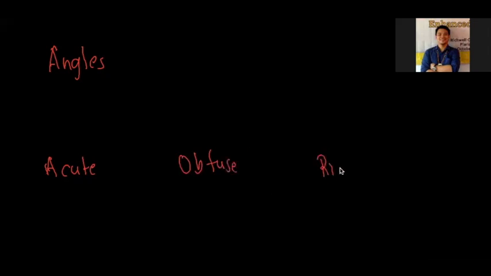We now proceed to the second classification of triangles, according to angles. But before that, let's review first the different types of angles. We have three types of angles. We have an acute angle. We also have an obtuse angle. We have a right angle. So these are the three types of angles.